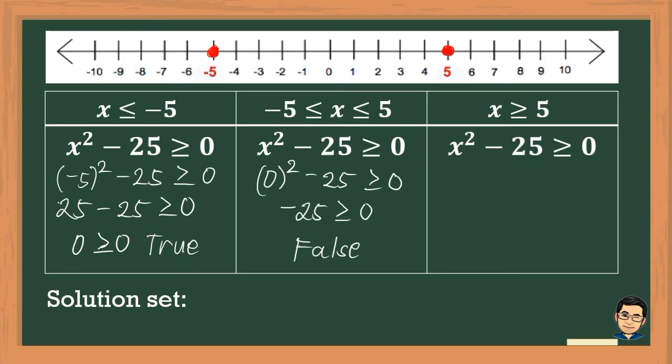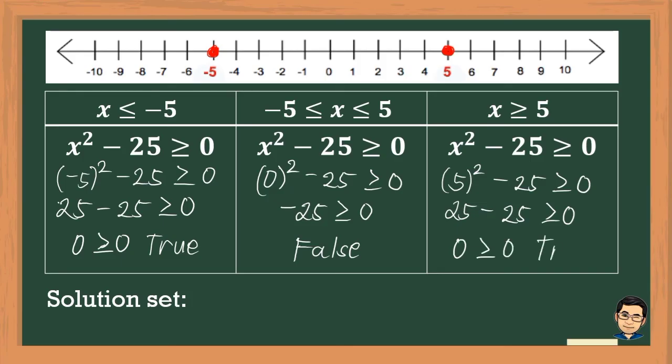Next, x is greater than or equal to 5. Kunin natin yung 5. So, bakit natin kinuha yung parehong mismong number? Kasi po may equal to sa baba. So, kapag hindi nyo po nakita yung equal to sa baba, so x is greater than 5, ang kukunin po natin na pinakamababa na greater than 5 is 6. Okay. So, 5 squared, that is 25, minus 25 is greater than or equal to 0. So, 0 is greater than or equal to 0, which is true.